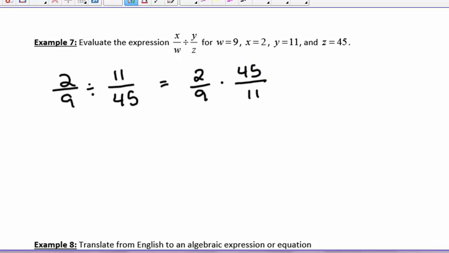45/11. We check to see if there's any reducing to do during multiplication. 9 goes into 9 once and into 45 5 times. 2 doesn't go into 1 or into 11, so we can't reduce there. So we have 10/11, and that's simplified. So 10/11 is my final answer.